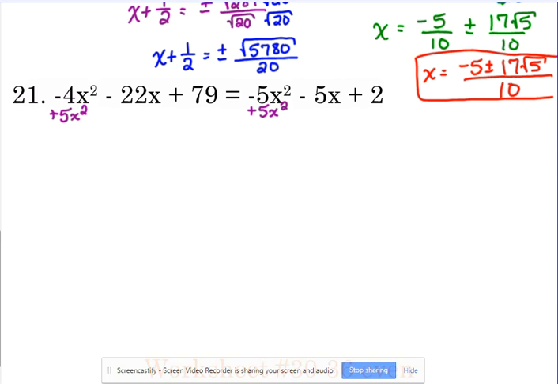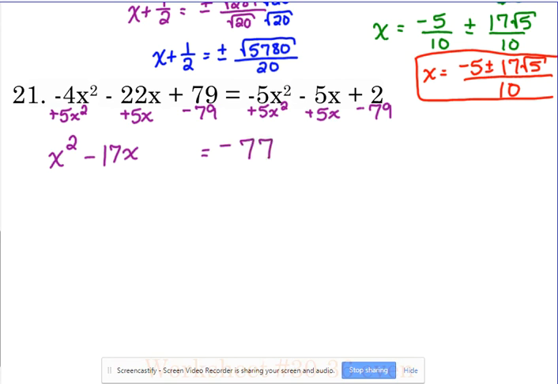Wait, we already done number 20? No, we haven't done 21. Okay. If we add 5x squared to both sides, negative 4 plus 5 is 1. That's nice. Add 5x. So negative 22 plus 5 is negative 17. And we need to move the 79 over to the other side.